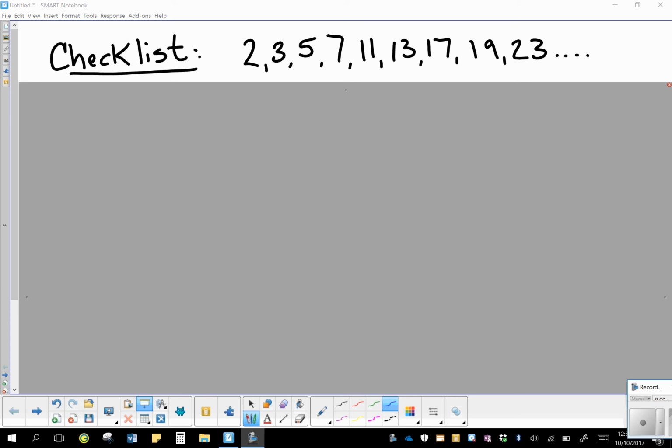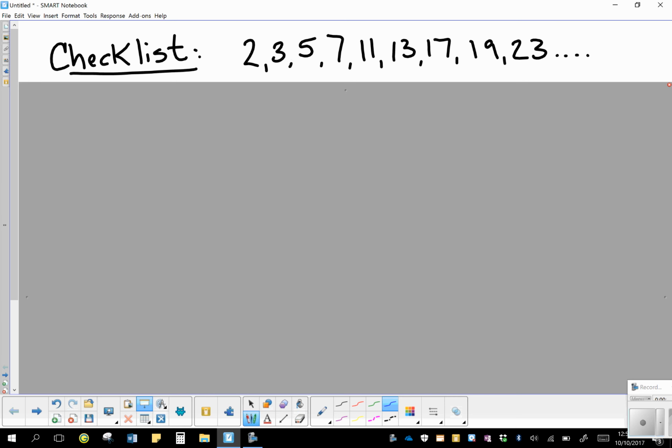The first step that needs to happen is you need to write your checklist at the top of the screen, or at the top of the paper, excuse me. So that's 2, 3, 5, 7, 11, 13, 17, 19, 23. Those numbers are going to help you to stay organized, and it's going to help you start with the smallest prime number and work your way forward.